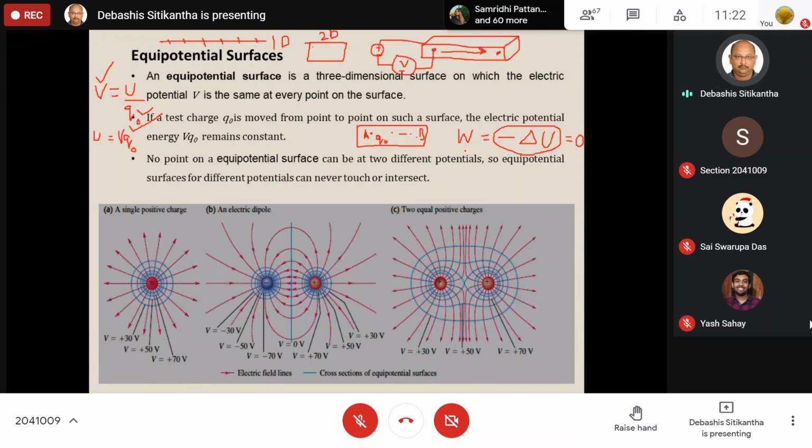So you can write it in this way, that on an equipotential surface your V is going to remain constant. So Q0 being a constant, the potential energy is going to remain constant. So if potential energy is constant, and W is nothing but minus du, minus delta u, in this case the change is also going to be equal to 0. So the work done is obviously going to be equal to 0.